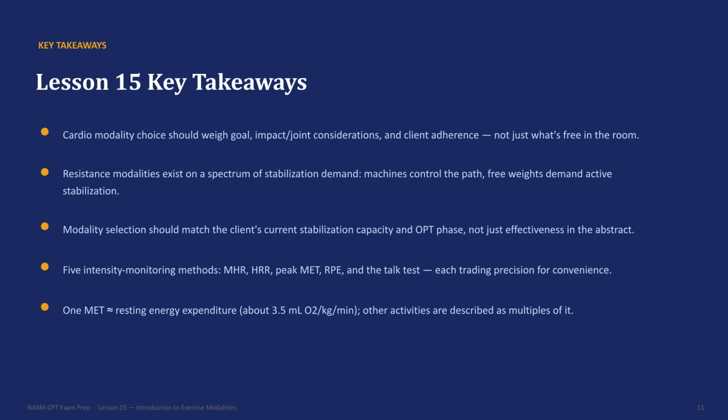There are 5 intensity monitoring methods: MHR, HRR, peak MET, RPE, and the talk test. Each one trades precision for convenience. And 1 MET is roughly equal to resting energy expenditure, about 3.5 milliliters of oxygen per kilogram per minute. Other activities are described as multiples of it. This slide doubles as the fastest last-minute review of the whole lesson.